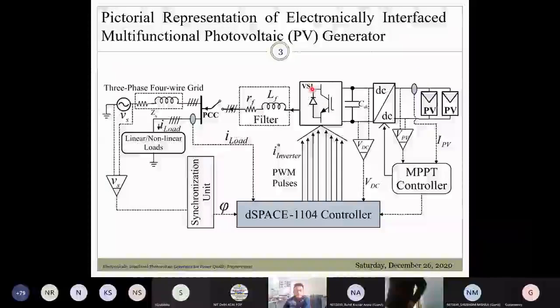Further, this VSI, voltage source inverter, is interfaced to the established utility grid through this interfacing inductor. The fundamental objective of employing this interfacing inductor is to suppress the switching ripples present in the inverter output current and to improve the quality of the current injected into the utility grid. Besides, it also operates as a voltage equalization medium between the VSI and the grid.